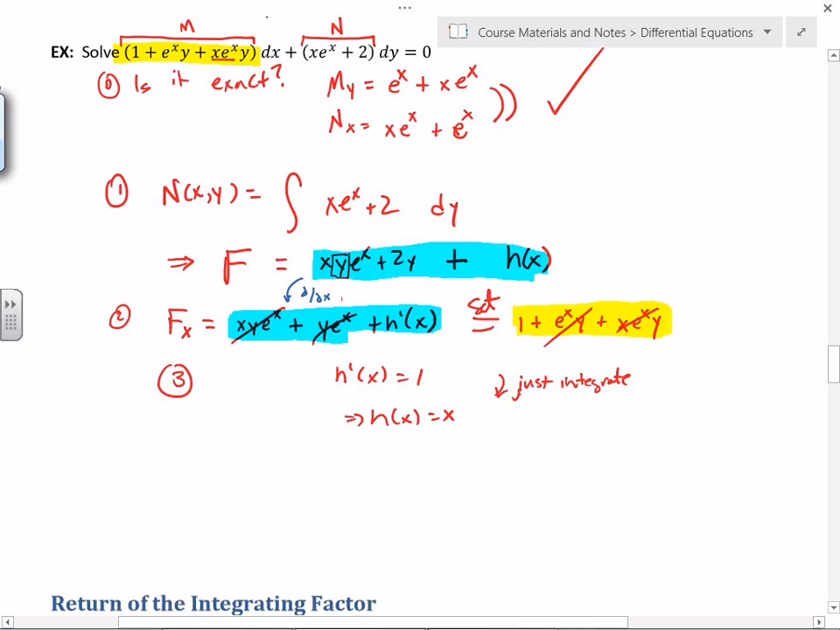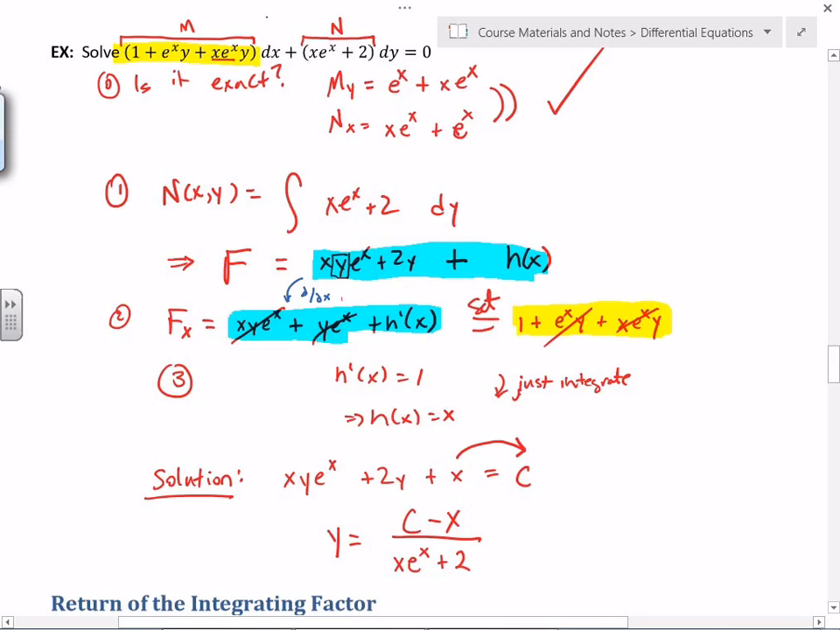So my solution, I'm going to jump straight to it, is x y e to the x, that's the way we wrote it, plus 2y plus x equals c. Which you can actually solve for y easily now on that one. y equals c minus x divided by x e to the x plus 2. Move this over here and factor out the left-hand side. You'll have y times x e to the x plus 2 equals c minus x, which gives me a nice closed form solution.